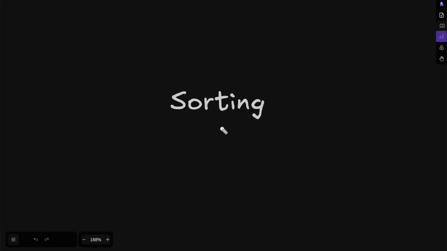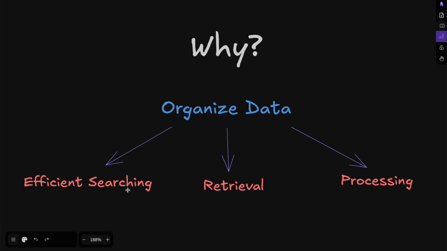So let's get started. Sorting algorithms are a fundamental tool in computer science. Why do we need sorting? It is because we usually need to sort or arrange elements of a list or array in a specific order. We've already seen how an ordered array can improve the efficiency of our algorithms in certain cases. Organizing data, as we saw with ordered arrays, helps with efficient searching, retrieval, and processing of data. So these can be thought of as three major reasons why we need to organize or sort the data.